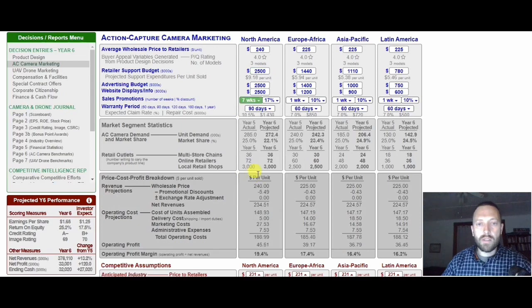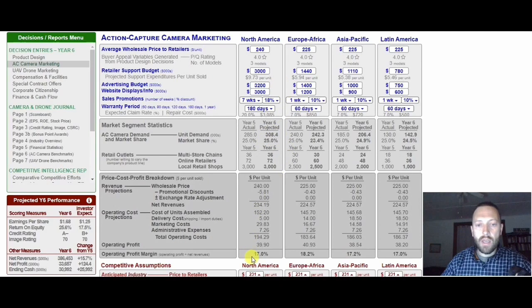Let's go with 7 weeks and maybe a little bit more sales promotions. Let's go with 120 days, and maybe we'll go 3,000 for each of these. And we're almost there. So at this point, you kind of say, okay, well, let's look at this. Oh, here we go. 180 days warranty period. That gets me up to the market share of 24.9. And maybe I'm going to use this advertising budget a little bit. And that gets me up to 25%.